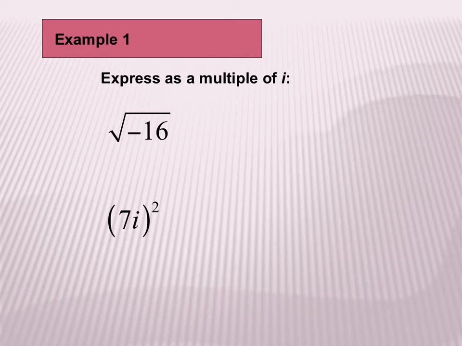All right, express as a multiple of I. So my advice is as soon as you see the negative underneath, take it out. That's the first thing you're going to want to do. So this becomes I times the square root of 16, and the square root of 16 is what? 4. So this is 4I. You don't have to write 0 plus 4I, but if it had asked you to identify the A, it would be 0.